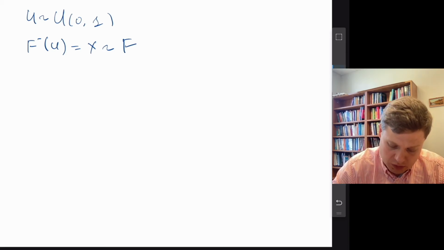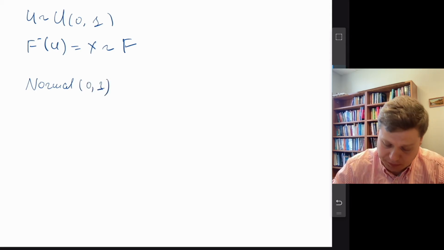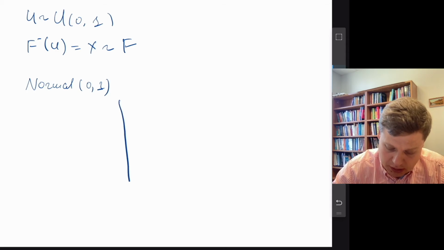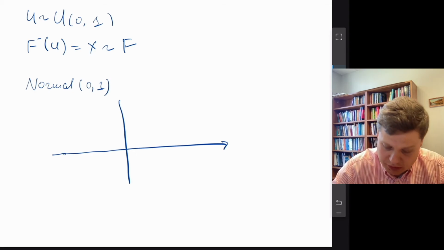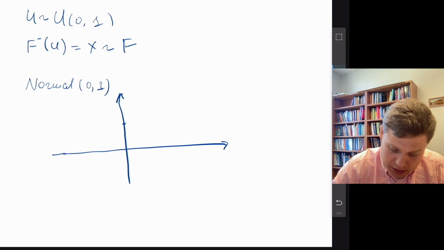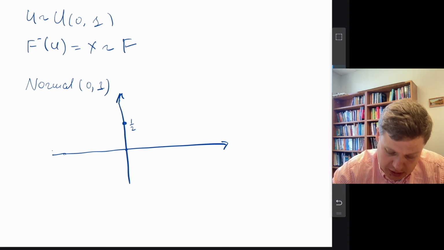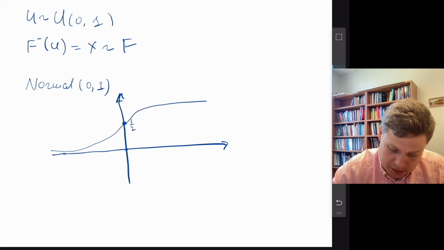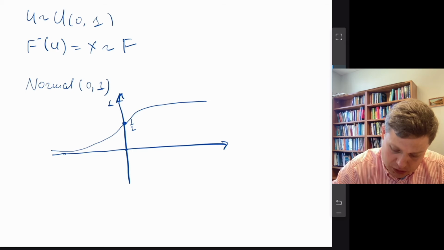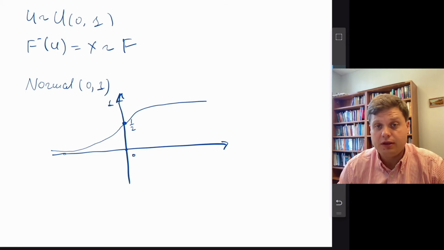So graphically, how this works: let's say that we have a normal 0, 1, and we want to generate a sample from this normal 0, 1. The normal random variable is defined everywhere on the real line, and the CDF is going to be equal to 1/2 at 0, because you have a 50% chance to be on the right of 0 and 50% to be on the left. It's actually a symmetric S curve, which asymptotically goes to 1 when it goes to infinity, and goes to 0 when it goes to negative infinity.